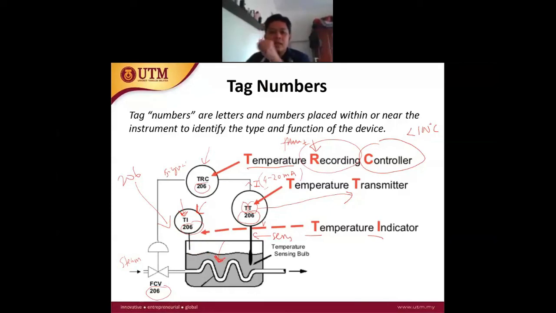It is used for the operator to immediately check the current temperature of the tank, and it is also used to verify the output coming out from the temperature transmitter. So that is one example.